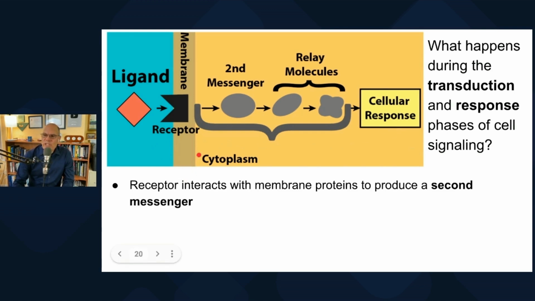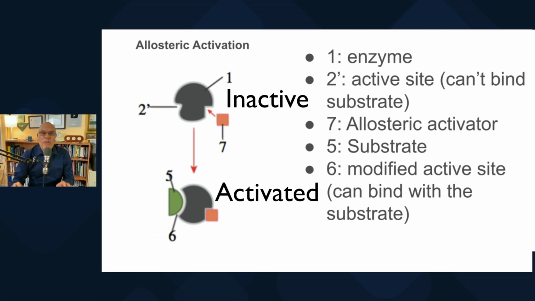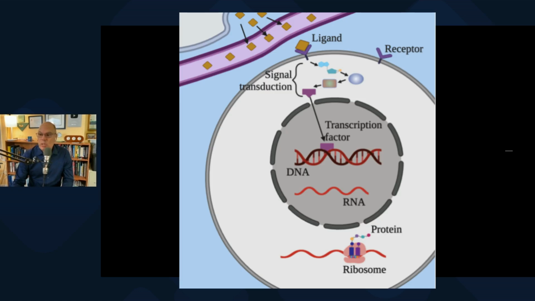What will happen is that the receptor interacts with membrane proteins to produce a second messenger. It's represented by this oval over here. That brings the message into the cytoplasm, and 2 things can happen. That cytoplasm is filled with enzymes, and there might be some kind of communication process that turns those enzymes from dormant to active, from off to on. Another response is that this signaling system will make it into the nucleus, and then it'll activate genes.